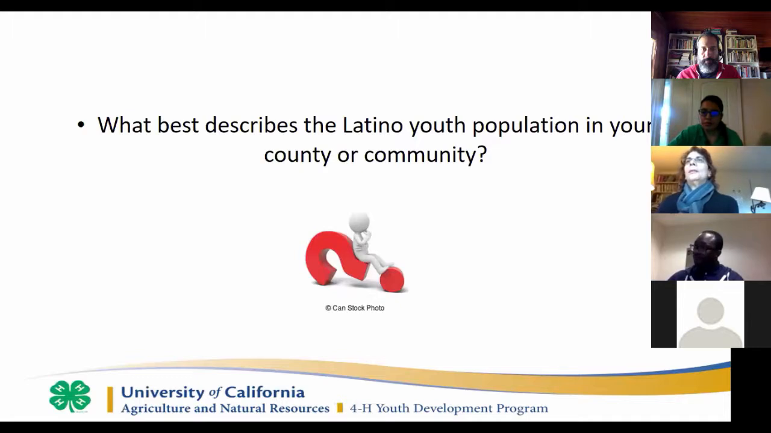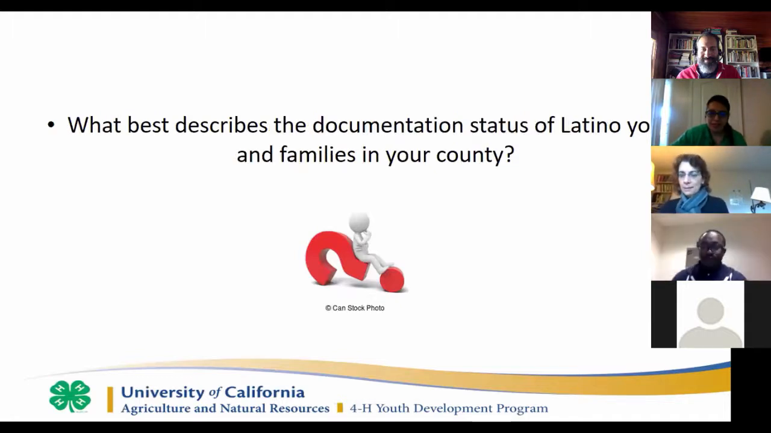I just want to share that both Claudia and I are foreign born. I was born in Peru and Claudia was born in Mexico. Unless you ask, you wouldn't know. You wouldn't have known that probably about me. But anyway, the next question is, what best describes the documentation status of Latino youth and families in your counties?